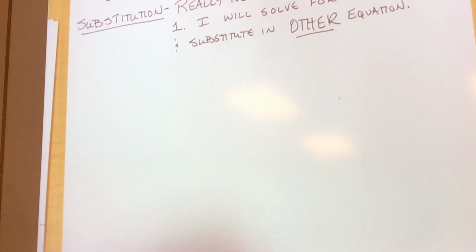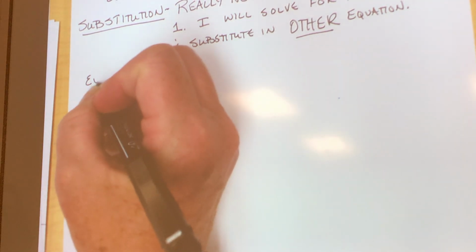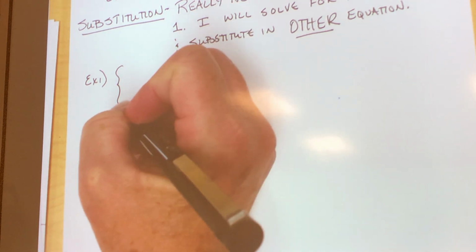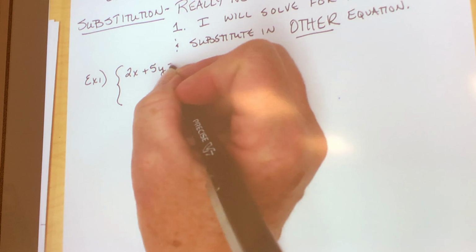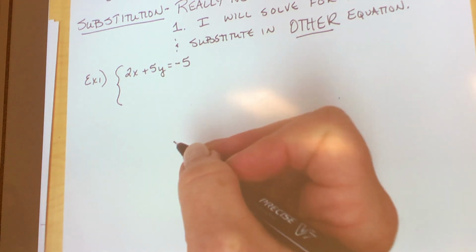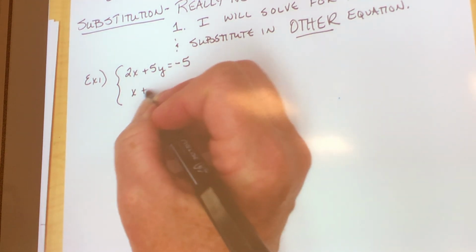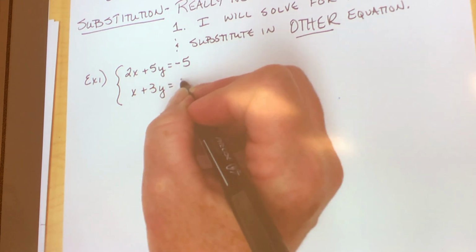All right, so I'm going to work one problem and then I'm going to let you work one problem. Here's the one I'm going to work. Example 1. My system is the equations 2x plus 5y is equal to negative 5, and then x plus 3y is equal to 3.